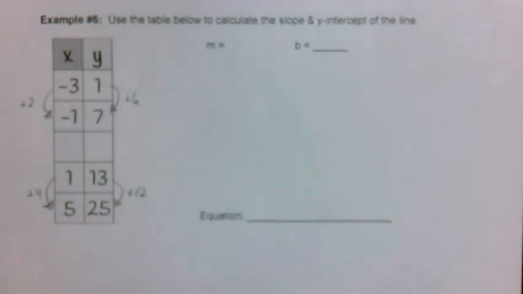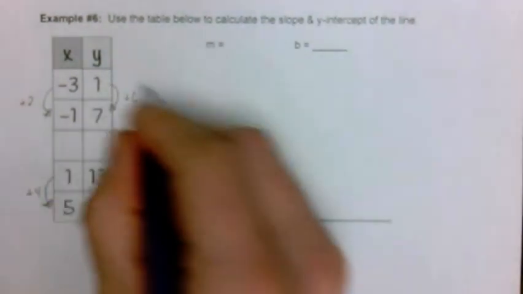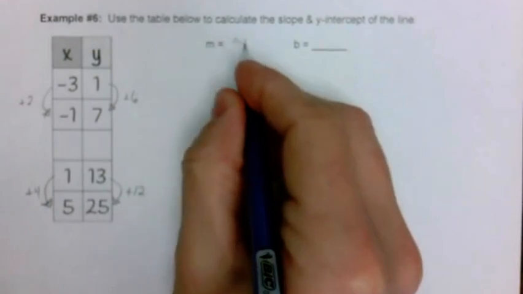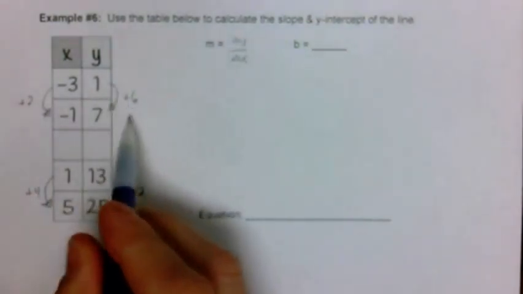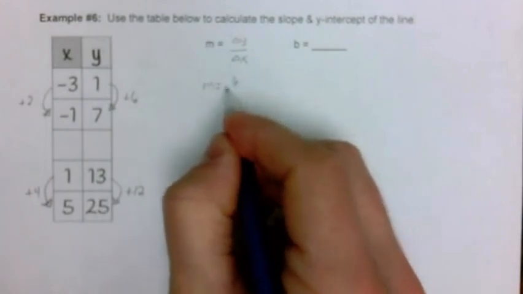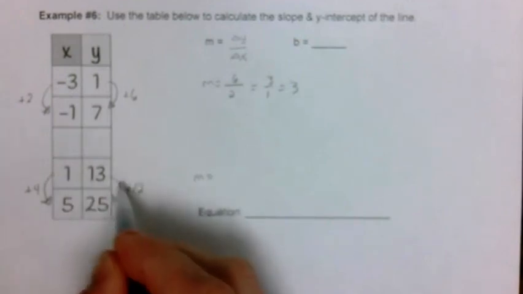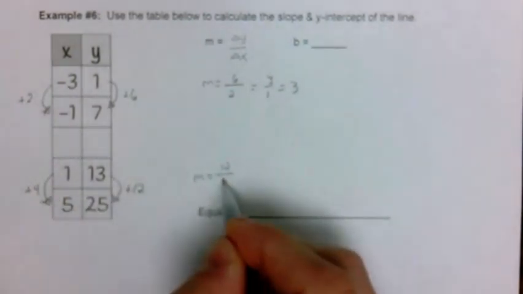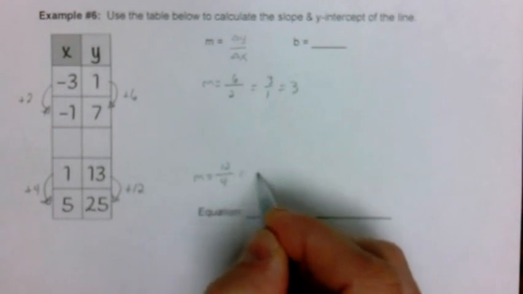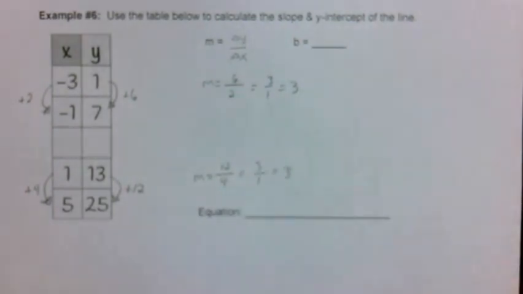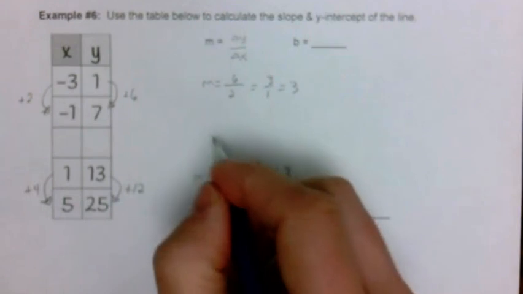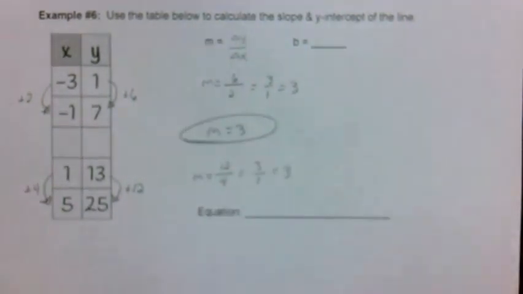All right, and so let's look at our rates of change here. For this example, again, it's delta y over delta x. The change in y here was 6. The change in x was 2. That's going to simplify to 3 over 1, or 3. In this one, the change in y was 12. The change in x was 4. 12 over 4 also simplifies down to 3 over 1, or 3. So I know my slope here, m, is going to equal 3.